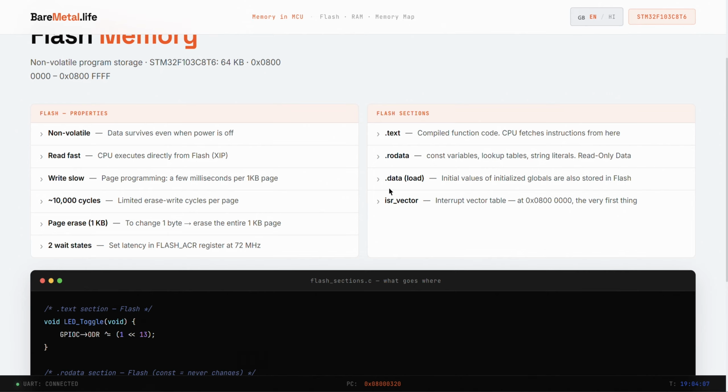Third one there is .data. This holds global and static variables that have an initial value. Their initial values are stored here in flash, and we will talk more about what happens to them at runtime in just a moment.